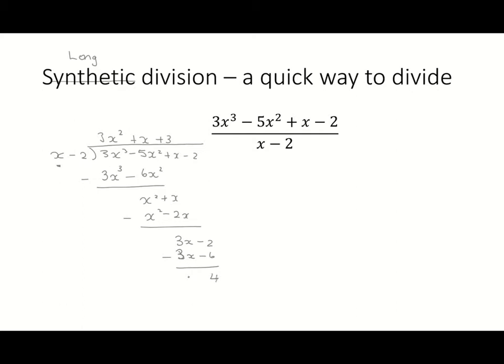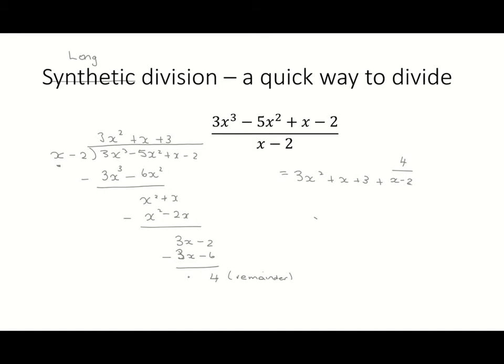So that's your remainder. Now, everything was divided by x minus 2, so that remainder is also divided by x minus 2. So our final answer is going to be 3x squared plus x plus 3 plus 4 over the divisor as well, which was x minus 2.